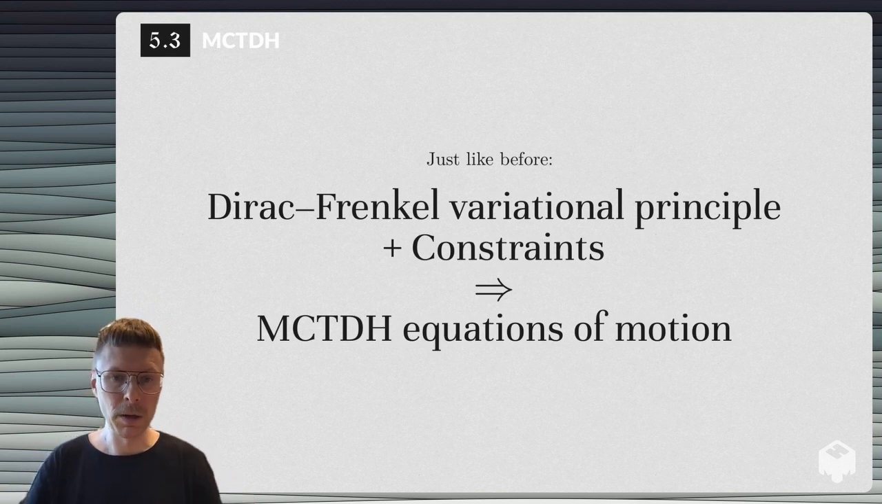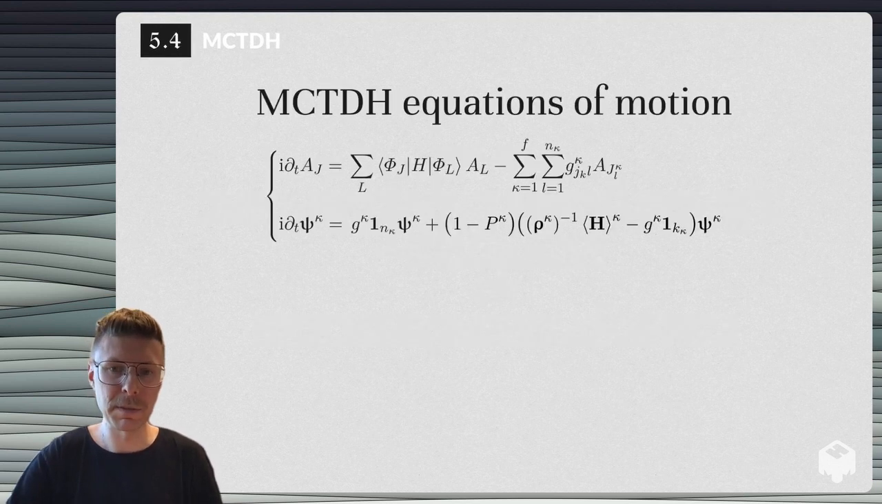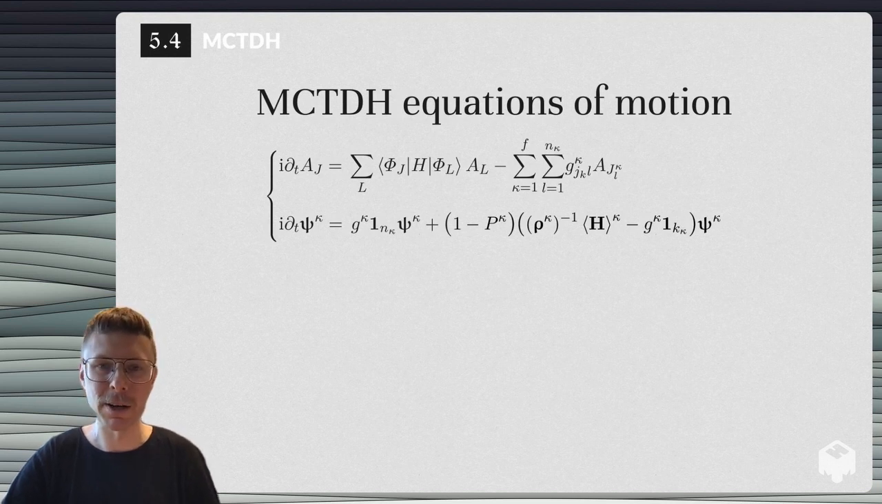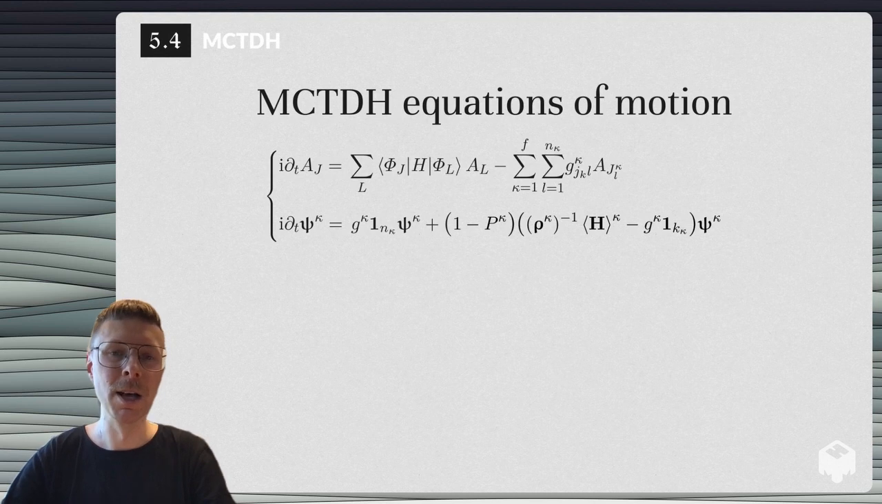So just like we did before, we are going to apply this Dirac-Frenkel variational principle and include these constraints that I just discussed to get the MCTDH equations of motion. And brace yourselves, because they're not pretty and they're so ugly that we're not going to discuss them, because all of these symbols have definitions of their own that would force me to put in more slides. So let's just skip trying to understand this and just conclude that there are equations of motion.